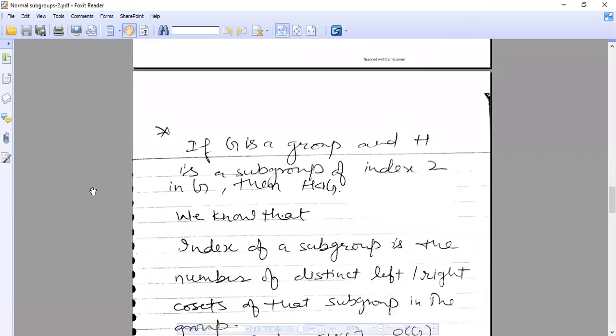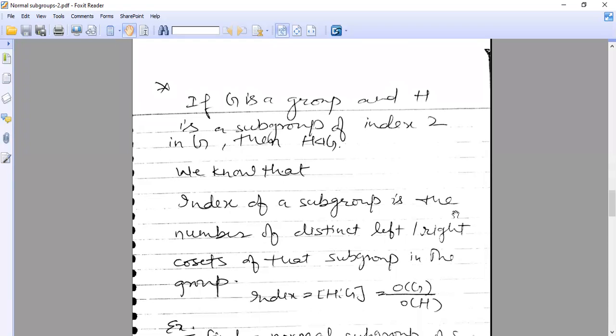Here we have another result which will help you to prove whether a subgroup is a normal subgroup or not. If G is a group and H is a subgroup of index 2, you must know what the index of a subgroup is. The index of a subgroup means the number of distinct right cosets of that subgroup in the group. In Lagrange's theorem, we have already seen how to find the index: it is the order of the group divided by the order of the subgroup. In this result, we are saying that if the index of the subgroup is 2, then that subgroup has to be a normal subgroup.